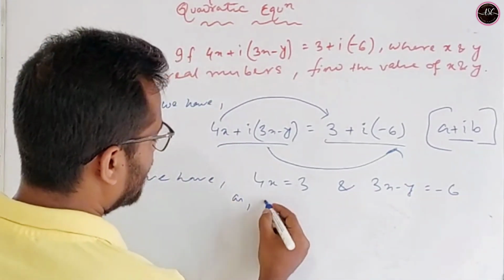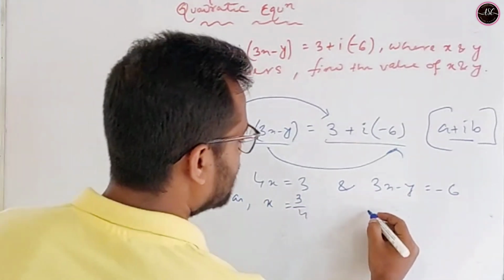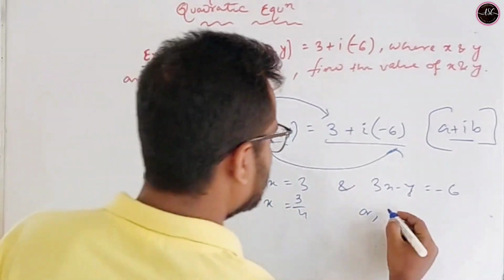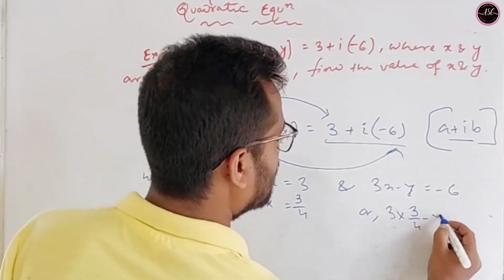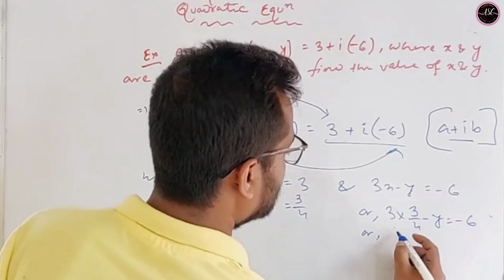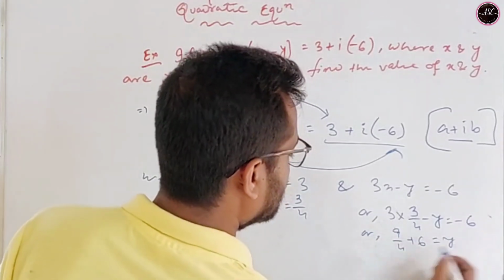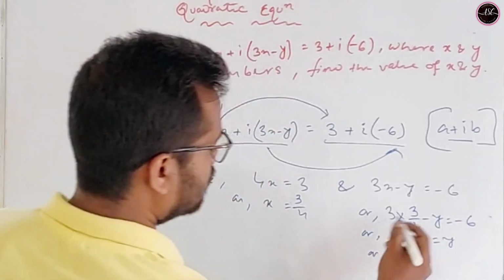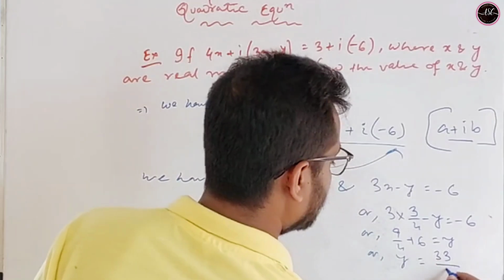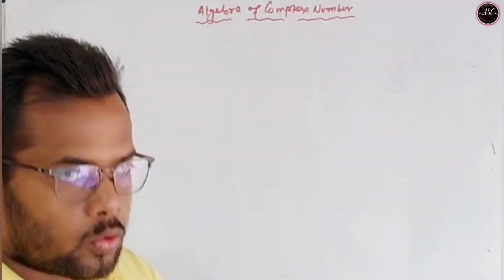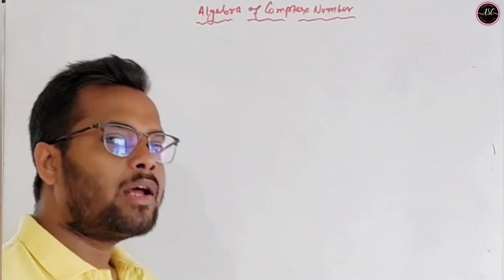So from here x equals 3 by 4, and here we put the value of x, 3 by 4, minus y equals minus 6, or 9 by 4 plus 6 equals y, or y equals 33 by 4.